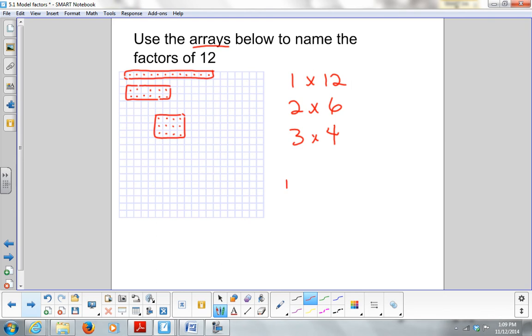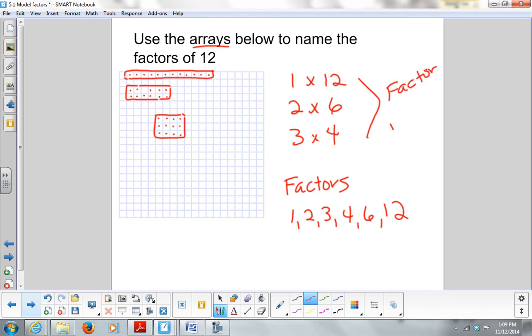So my factors of 12 are 1, 2, 3, 4, 6, and 12. And these things are called factor pairs. So when it asks you in your homework or on a test what the factor pairs are, that is these actual multiplication problems. A pair is 2 numbers. Okay, so it'd be 1 times 12 would be a factor pair.